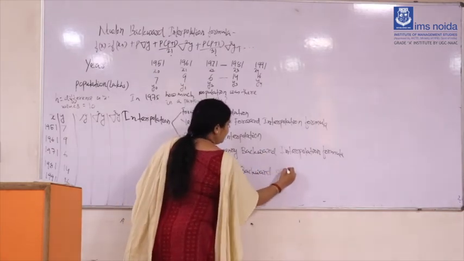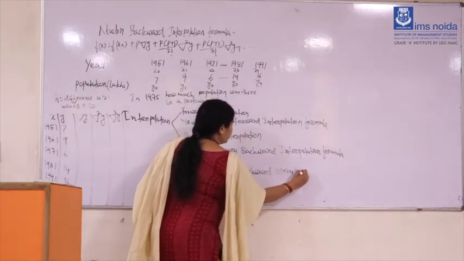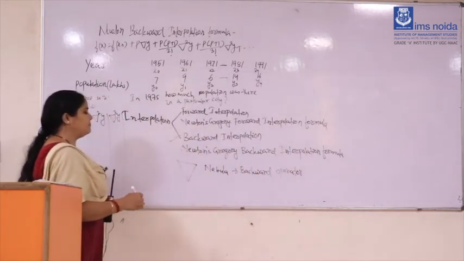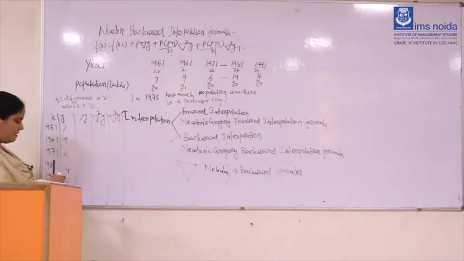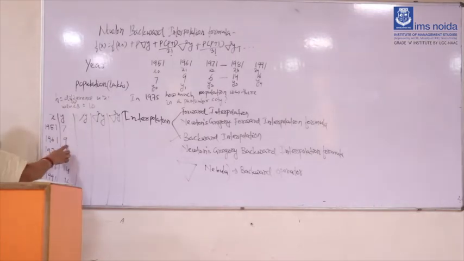Backward operator. This is about the symbol nabla, which is known as the backward operator. So how do we find this nabla? That means the second value minus the first value. If you go to the first column, that means the second value minus the first value.